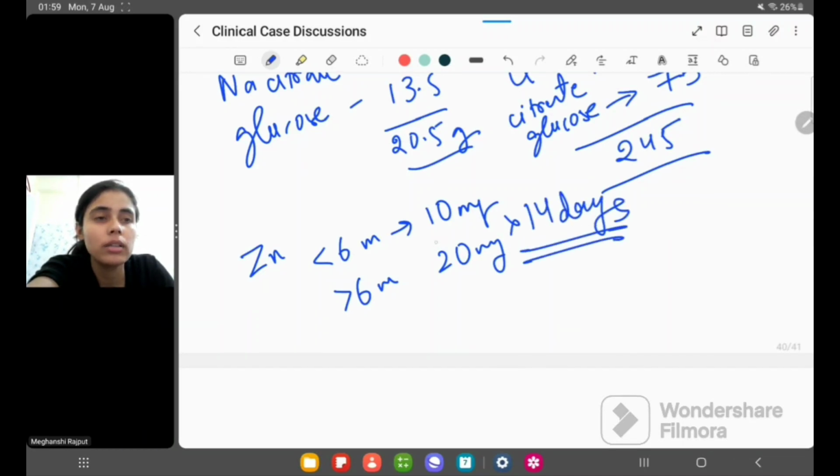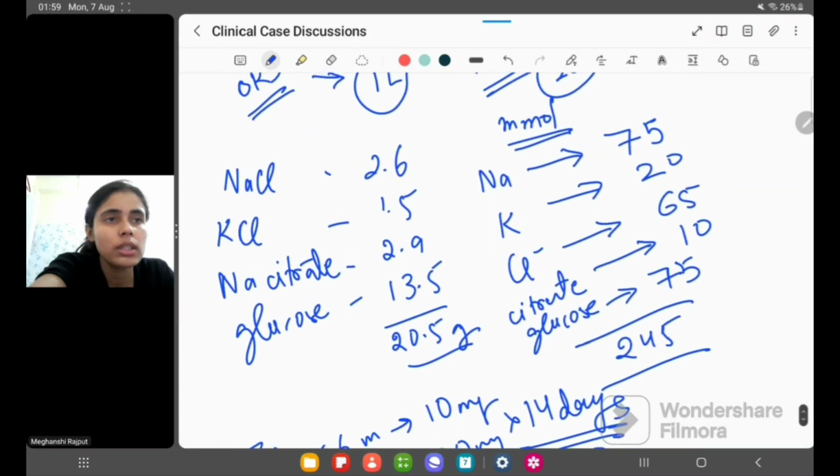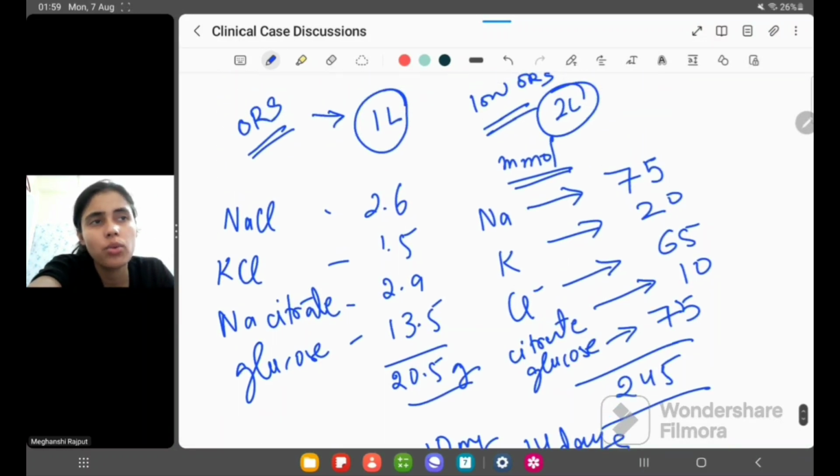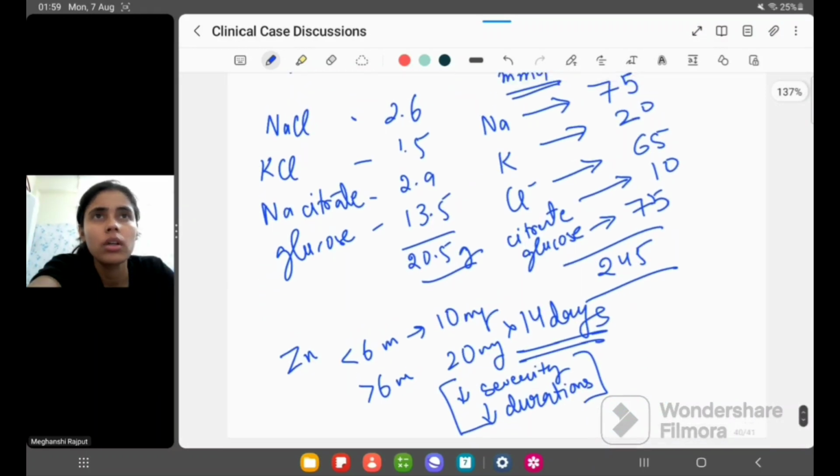And this zinc reduces the severity of diarrhea as well as the duration of diarrhea. These are the two important points for zinc. Okay, and for this we have another small oral rehydration solution for malnourished kids also. This much we have to remember.